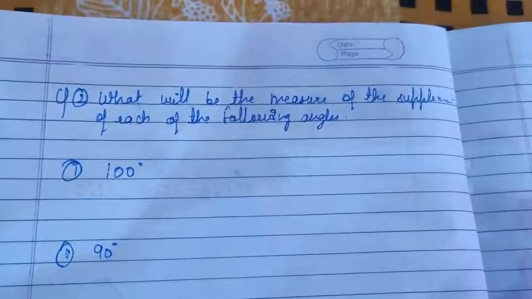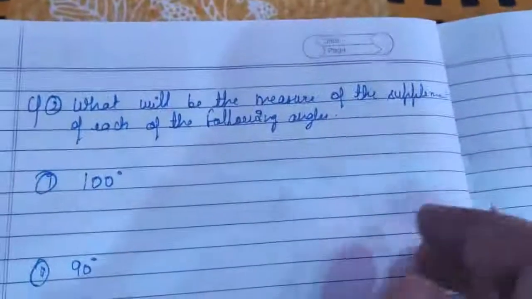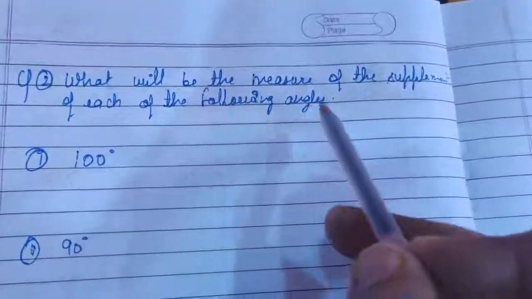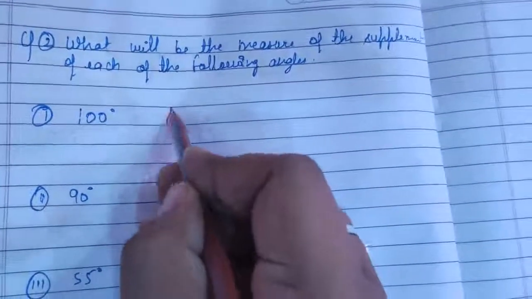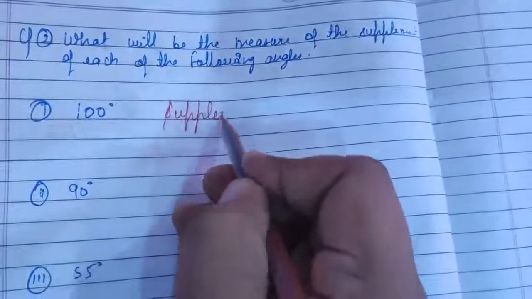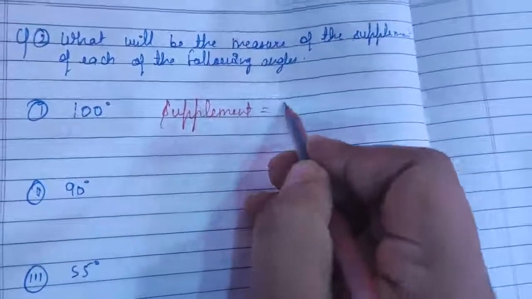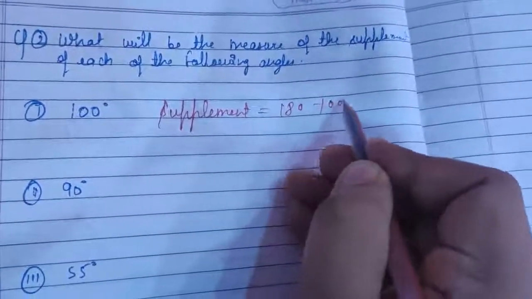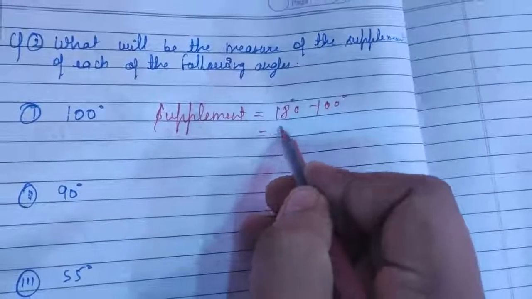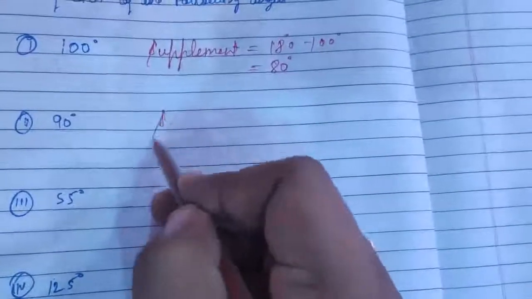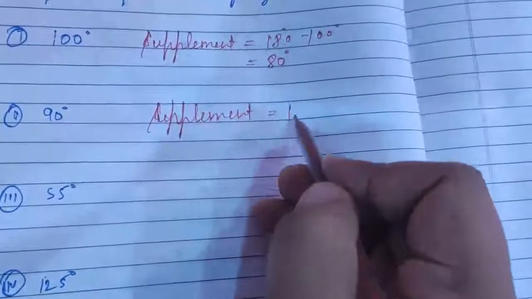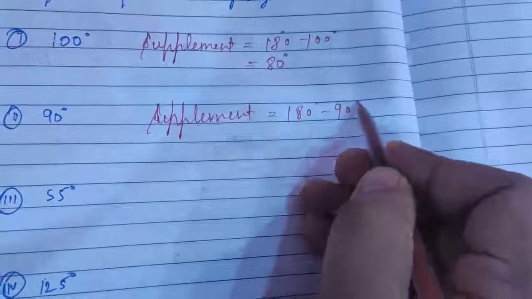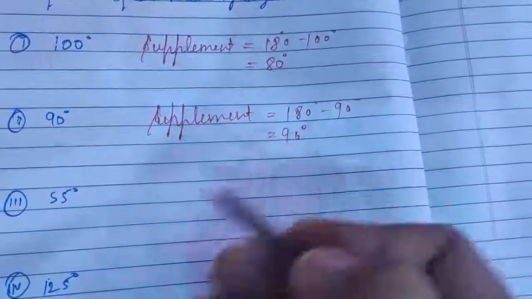Now here in this we have to find what will be the measure of the supplement of each of the following. In complement we subtracted it from 90. Now we have to subtract it from 180. Now 180 minus 100, it will be 80. Then 90 degrees, again we have to find the supplement here. 180 minus 90, then we will get 90 degrees. It is the supplement here.